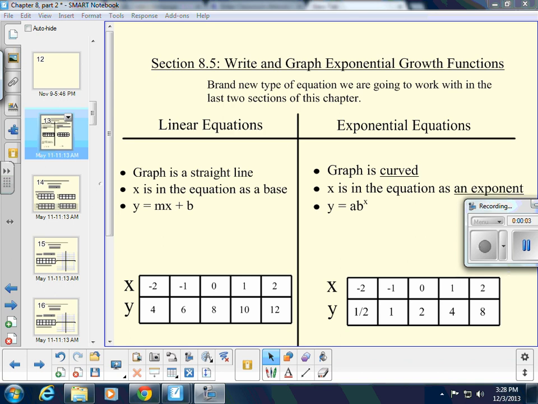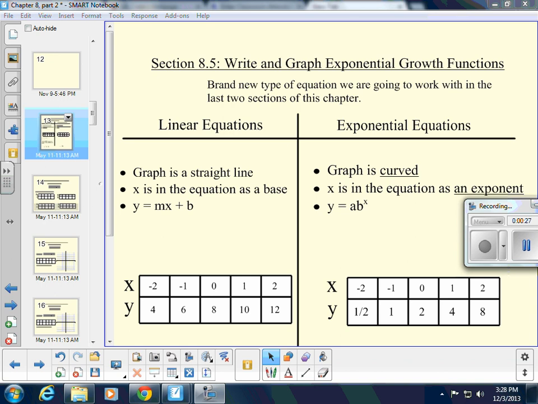Today's section is on section 8.5, write and graph exponential growth functions. So far in this chapter, we've dealt a lot with exponents and how to simplify them in problems and evaluate. But these last two sections in this chapter, chapter 8, do something a little different. They introduce 8th graders to a new type of equation we haven't seen much of before. And I'll show us a few examples of that.